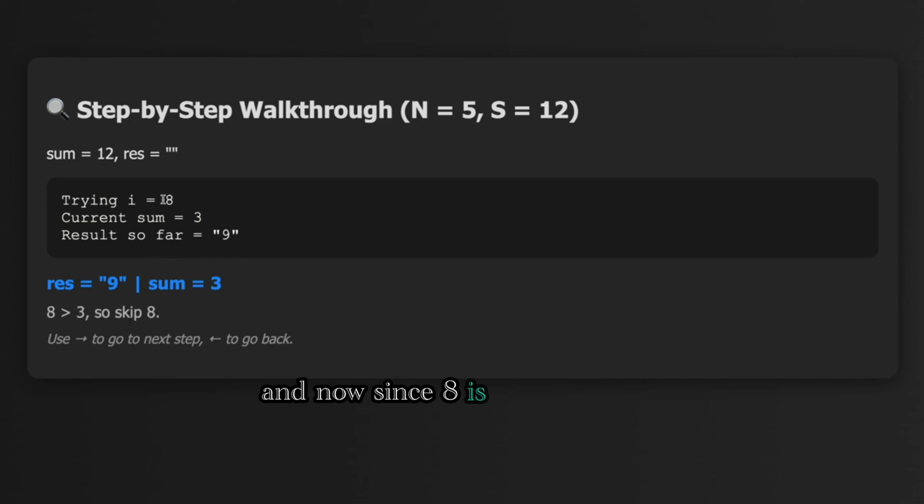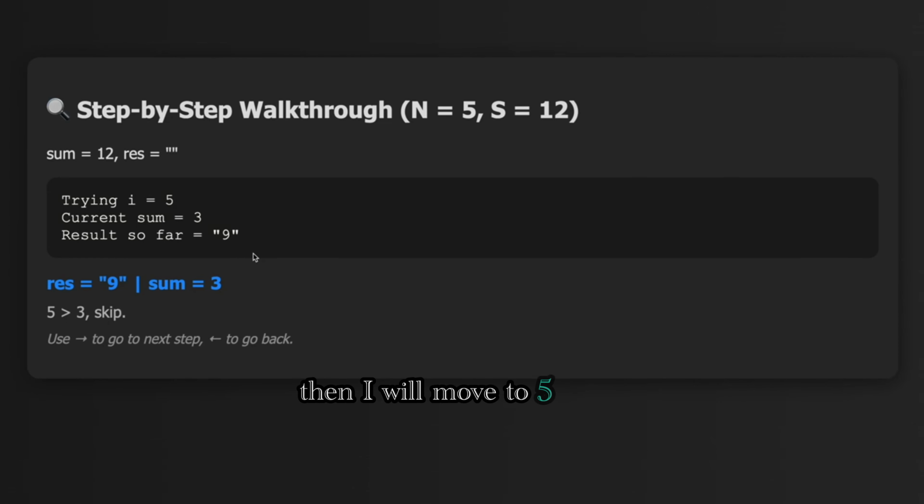Since 8 is greater than 3, 3 being my current remaining sum, I cannot add 8 over here. If I add 8, the total sum will become 17, which will be greater than 12, right? So now I need a digit which is lesser than or equal to 3. So I will move to the next number, which is 7. Again, 7 is greater than 3, so I will skip 7 as well. Now again 6 is greater than 3, so again I will skip 6.